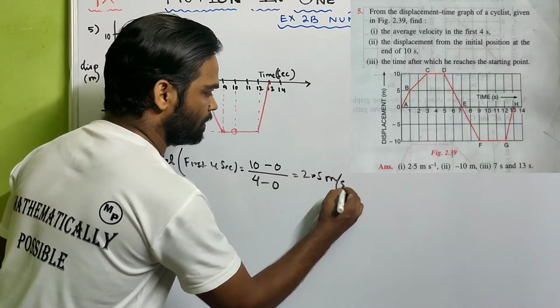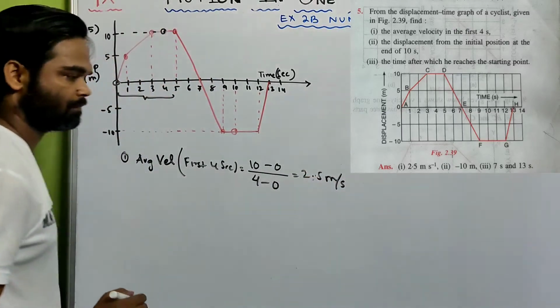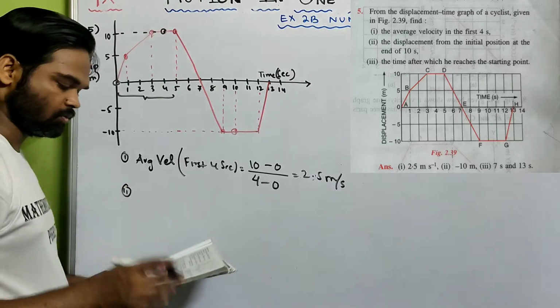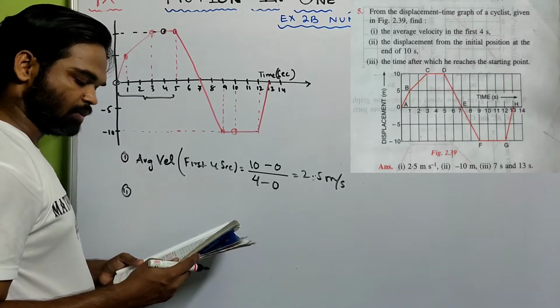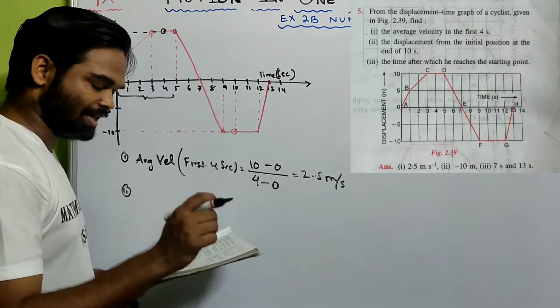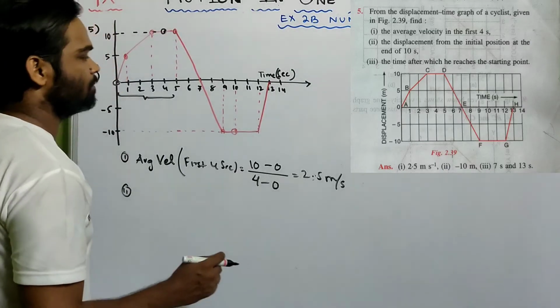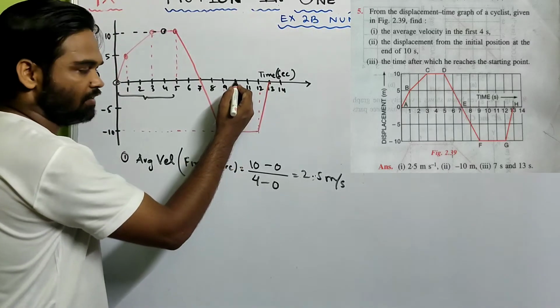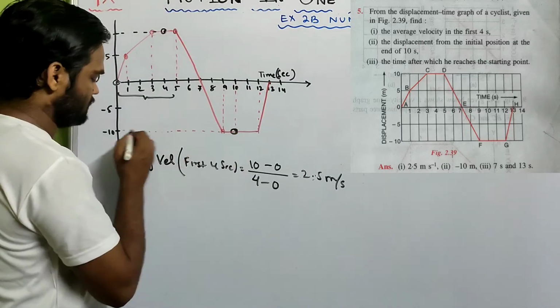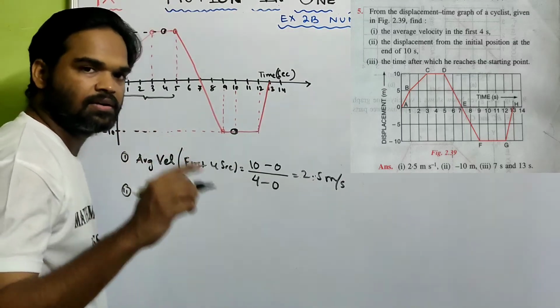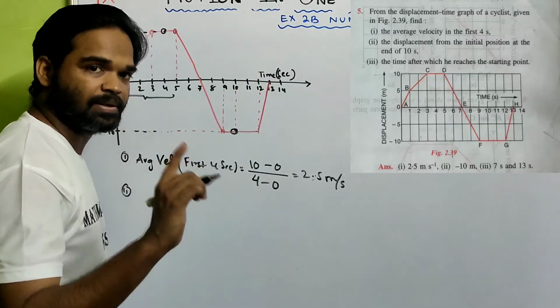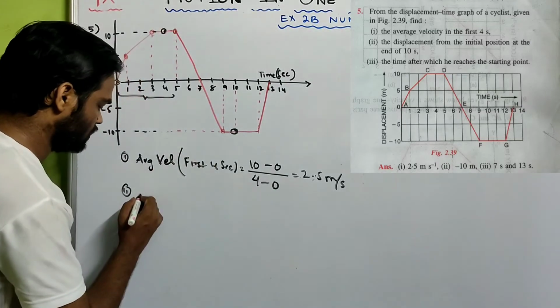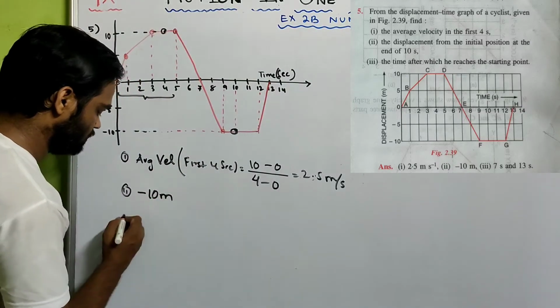2.5 meter per second. Clear? Very easy. Number 2. The displacement from the initial position at the end of 10 seconds. So at the end of 10 seconds, if you see, the displacement of the body is at minus 10. Displacement can be negative based on the direction. So displacement is minus 10 meter.